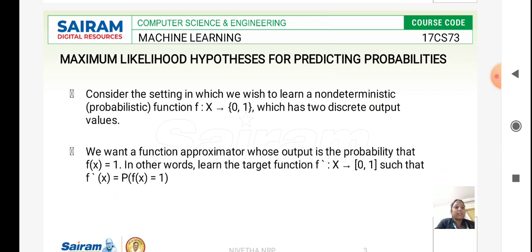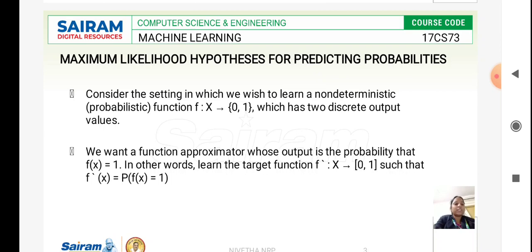How do you obtain this? Generally, we have a non-deterministic probability. That is, whenever we have a function, the outcome of that function will be either 0 or 1 when we represent it as a discrete output value. For example, when I am tossing a coin, what is the probability of occurrence of either head or tail? The probability will be 1 by 2. Out of 2 events, the probability of occurrence of one event will be 1 by 2.